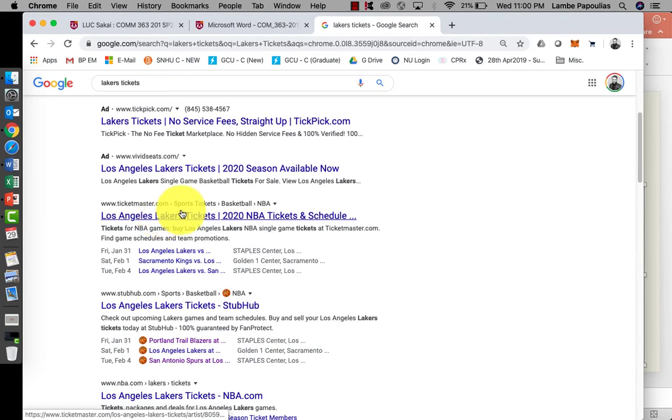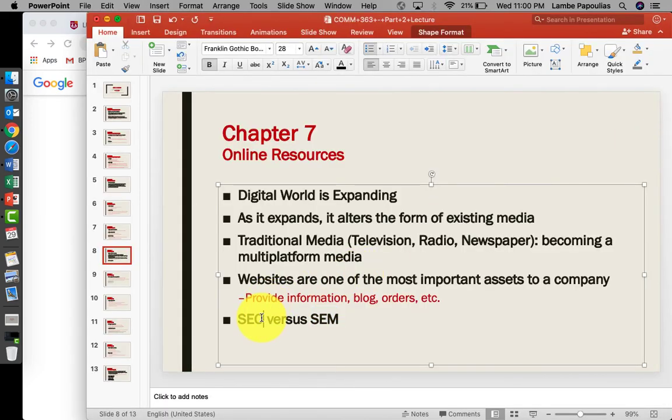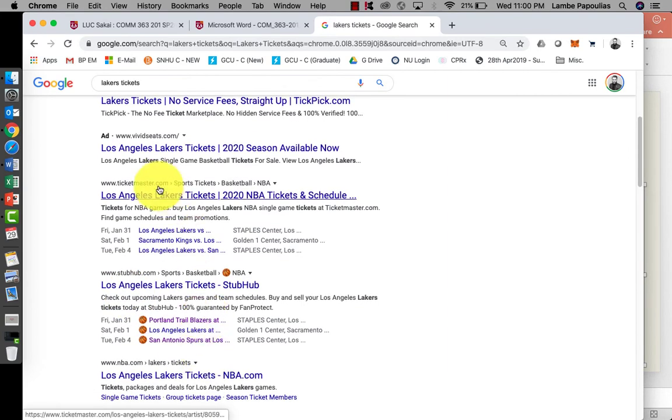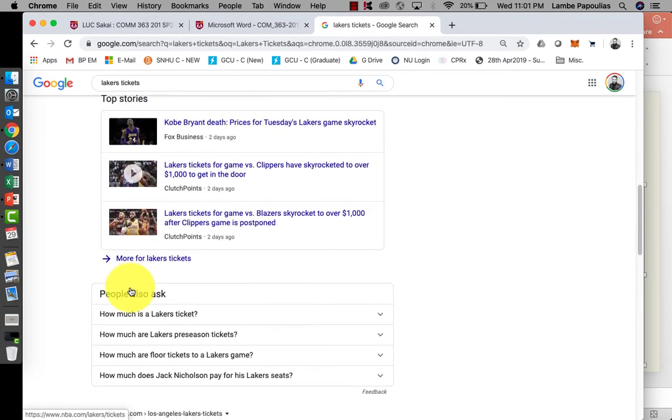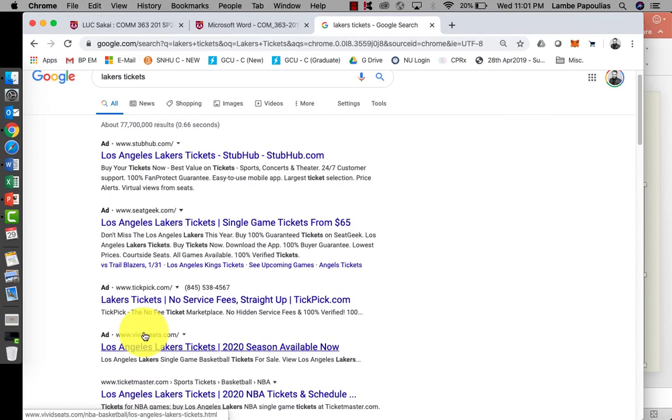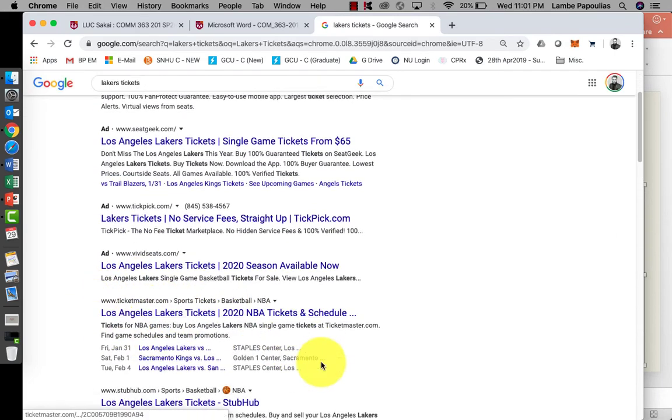So you could see that the search engine optimization is this here. And Ticketmaster has the #1 rank for Laker tickets when you search for it on Google. And then StubHub comes up next, NBA.com, SeatGeek, Vivid Seats, and so on. So you can see which company has the most optimization.